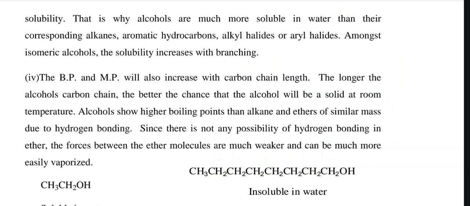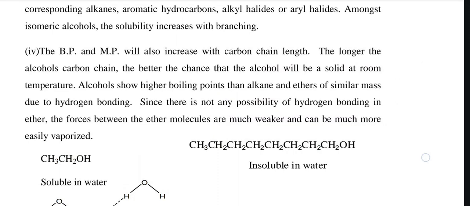Aromatic hydrocarbons, alkyl halides, and aryl halides are less soluble. Among isomeric alcohols, the solubility increases with branching. The boiling and melting points also increase with carbon chain length. The longer the alcohol's carbon chain, the better the chance that the alcohol will be a solid at room temperature. Alcohols show higher boiling points than alkanes and ethers of similar mass due to hydrogen bonding. Since there is no possibility of hydrogen bonding in ether, the force between ether molecules is much weaker and they can be much more easily vaporized.